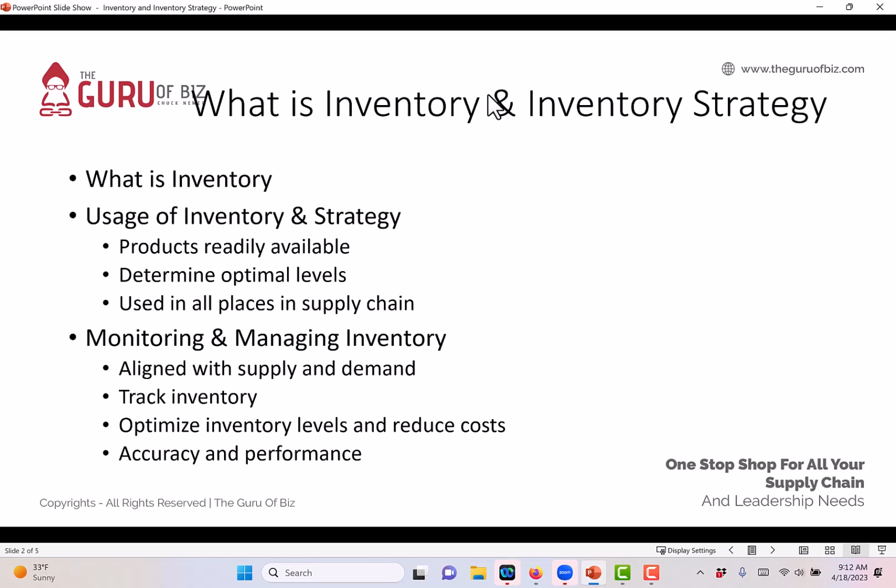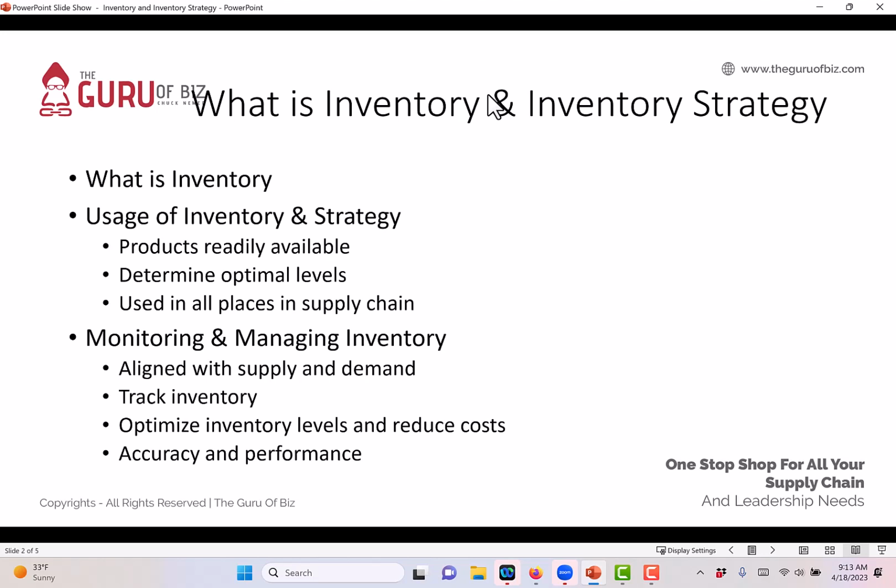Now, looking at the monitoring and managing of inventory across the supply chain, we monitor regularly the inventory levels to make sure they're aligned with customer demand and supply objectives. Again, we don't want too little, we don't want too much. We're trying to balance those. Inventory management systems and tools such as ERP software, barcoding, RFID, we're using those to track inventory levels, location, movement, transactions, making sure we know at any one time what inventory we have and where it's being used.